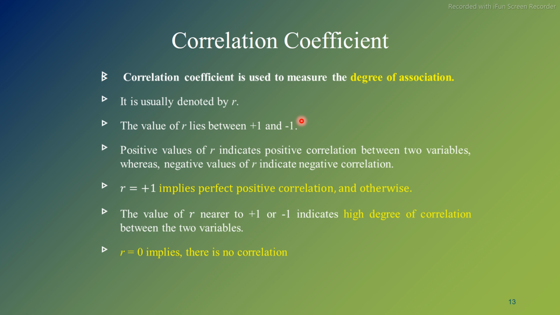And R equal to 0 means there is no correlation, no relationship between the two variables at least. So these are the ways in which you can interpret the coefficient of correlation.